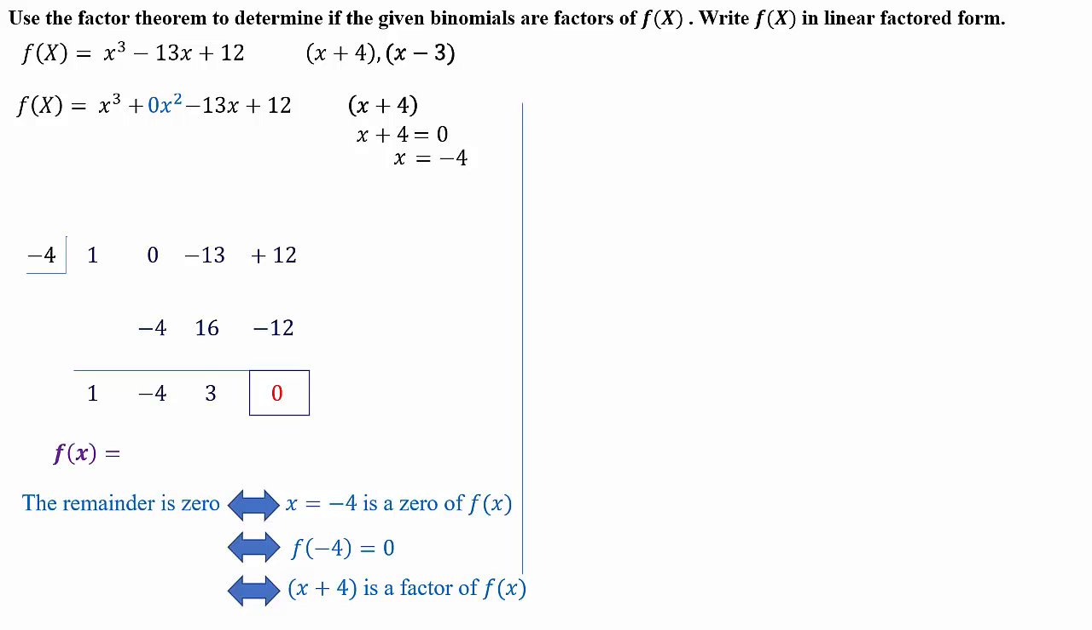F of x equals the factor we just found, which is x plus 4, and then we have 1x squared, we're rewriting the quotient now, negative 4x plus 3.